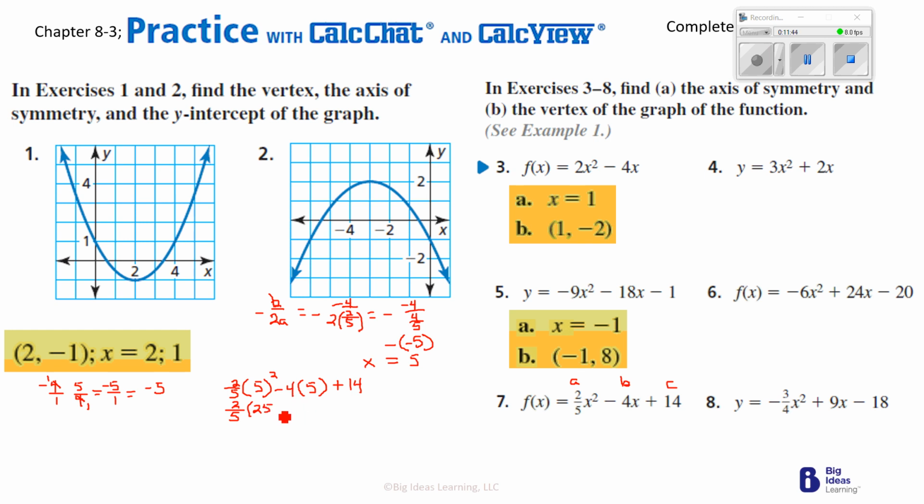And then we have minus, well, negative 4 times 5 is negative 20. And then we're adding 14. All right, well, if this is 25, I could say it's like 25 over 1. Then I could say that 5 divided by 5 is 1. 25 divided by 5, that's 5.